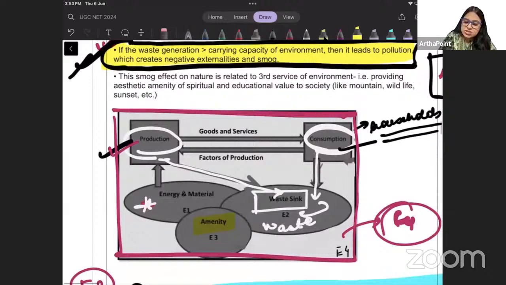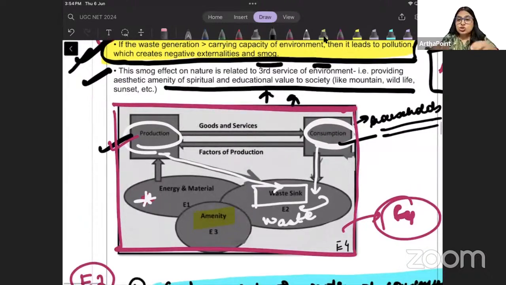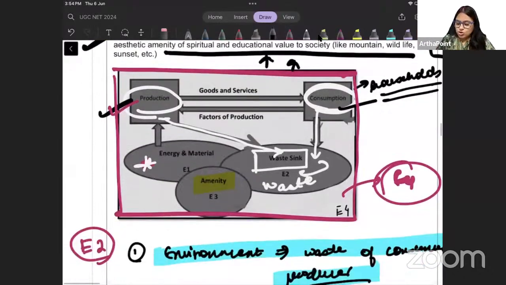Okay. This smog effect is related to the third service of the environment, providing aesthetic amenity of spiritual and educational value to the society. तो जैसे जैसे there will be smog, as there will be pollution in the economy, बेटा, जैसे जैसे ये pollution होगा वैसे वैसे क्या होना शुरू हो जाएगा? The aestheticness of the environment will go. जितना ज्यादा pollution होगा उतना कम आपको nature दिखेगी, उतने कम आपको क्लियर स्काई दिखेगी, उतना कम आपको अच्छा इन्वायरमेंट दिखेगा, और इन्वायरमेंट की जो एस्थेटिक वैल्यू है उतनी ही कम होती जाएगी.